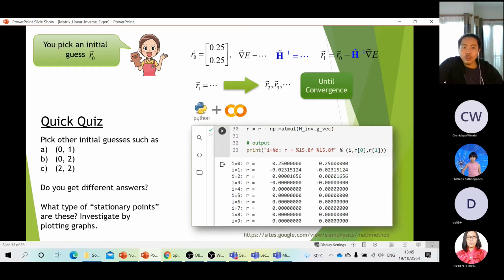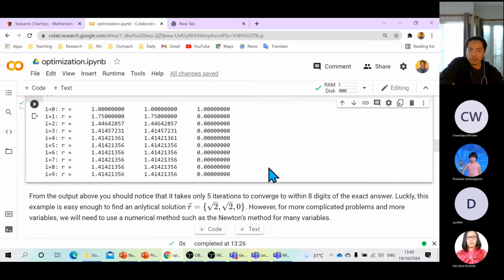Okay, so I have the code for you to see. But before going to the code, I have quizzes just to check the understanding of this exercise. You can see what happens if you try other initial guesses, like 0, 1, 0, 2, or 2, 2, and try to see what they mean. What type of stationary point are these? Are these minimum, maximum, or something else altogether? And how do you know that? You need to learn how to plot a graph for that here. Okay. Now let's go to the code that I have prepared for you.